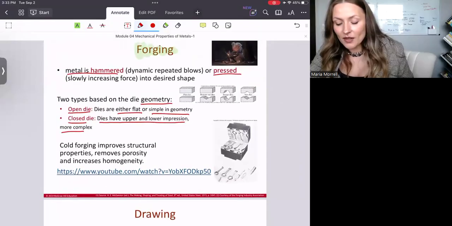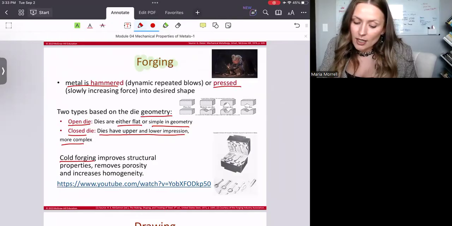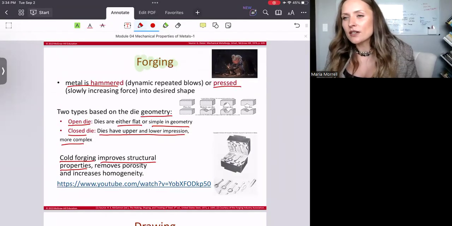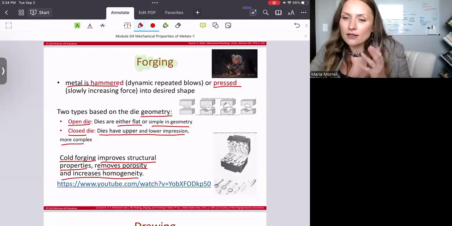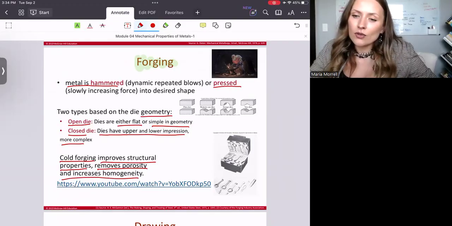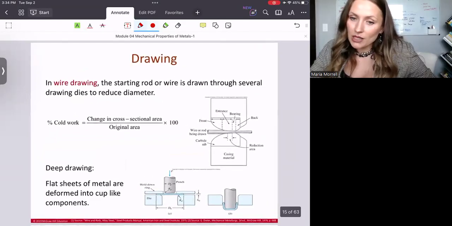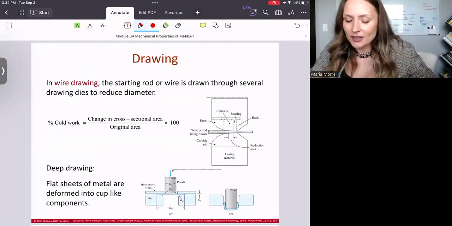All right. Now, something to keep in mind is that cold forging improves structural properties. And in a sense, the concept is very similar to cold work itself. It also removes porosity and increases homogeneity. And it looks like I have a video for you as well. Unfortunately, I do not recall what exactly I included in that video, but please be curious and check it out. It has to be good if I included it.